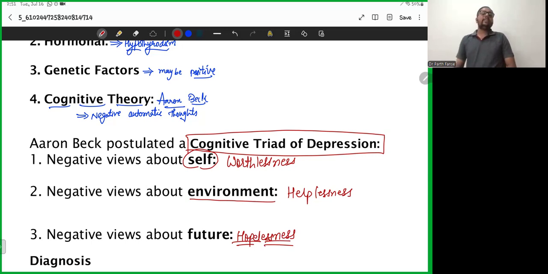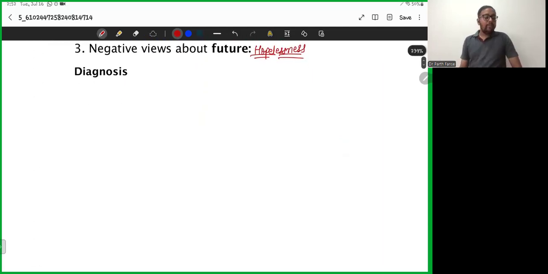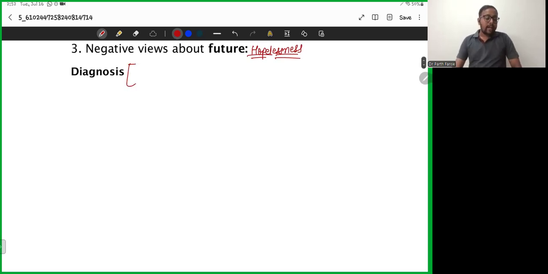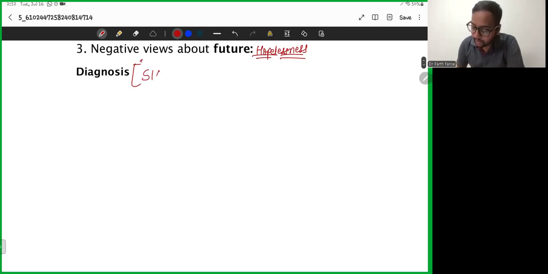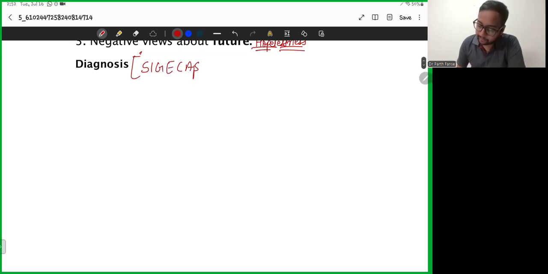Now the question arises: how can we diagnose whether a patient is suffering from depression or not? For diagnosis, we have a mnemonic that we need to remember, called Psych-CAPS. I'm writing it over here. Psych-CAPS.